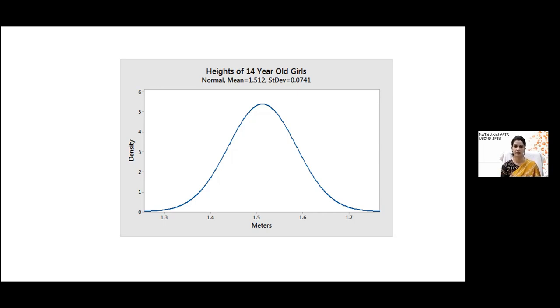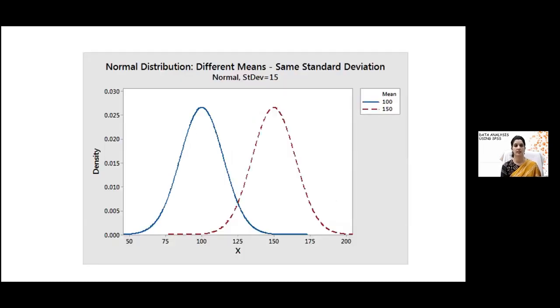Like this curve, it is the height of a 14-year-old girl, and you can see it is a bell-shaped curve where the mean is 1.5 meter and the standard deviation is 0.074. This is another graph where you can see there are two plots. Both are normally distributed. Both have the same standard deviation, that is 15, and the mean of the first plot is 15, whereas the mean of the second plot is 150. So both these graphs are normally distributed.